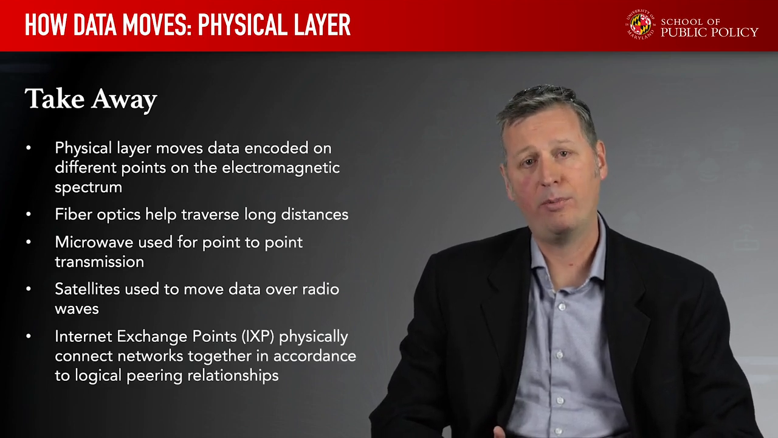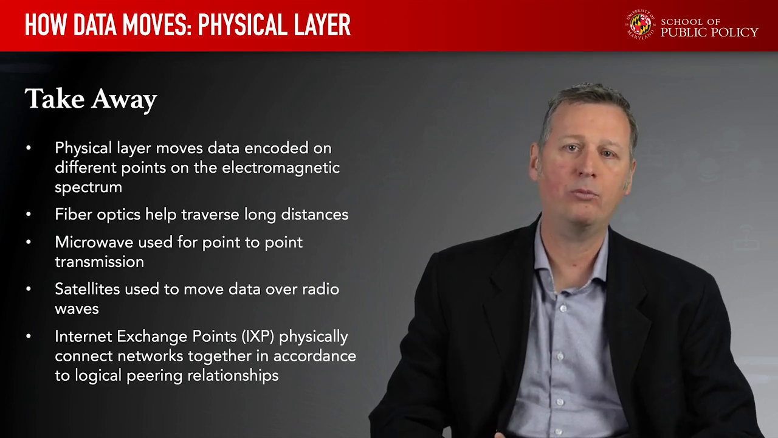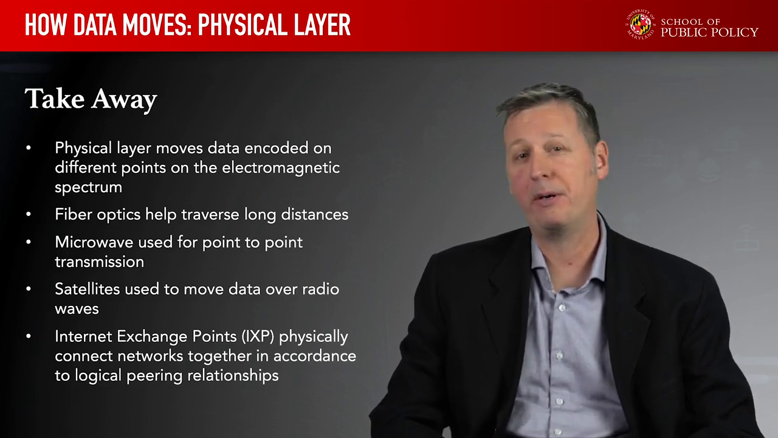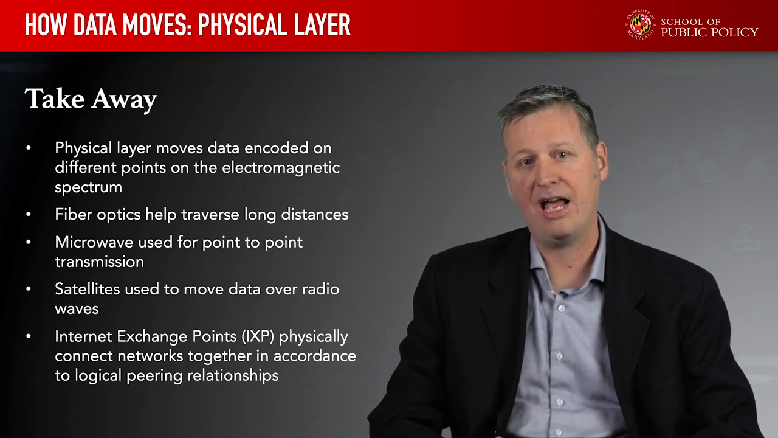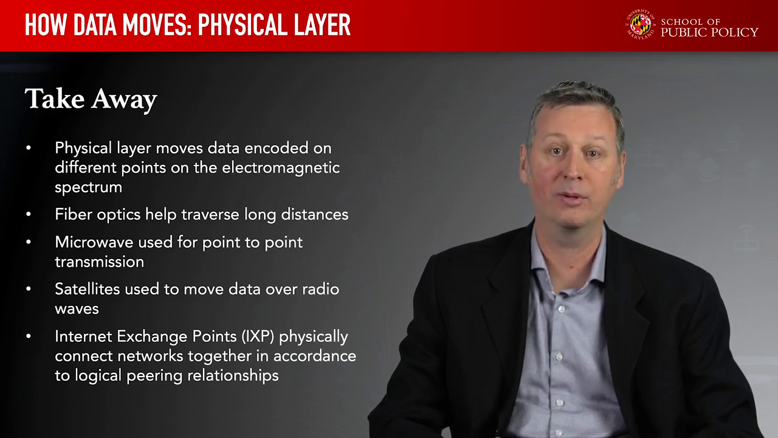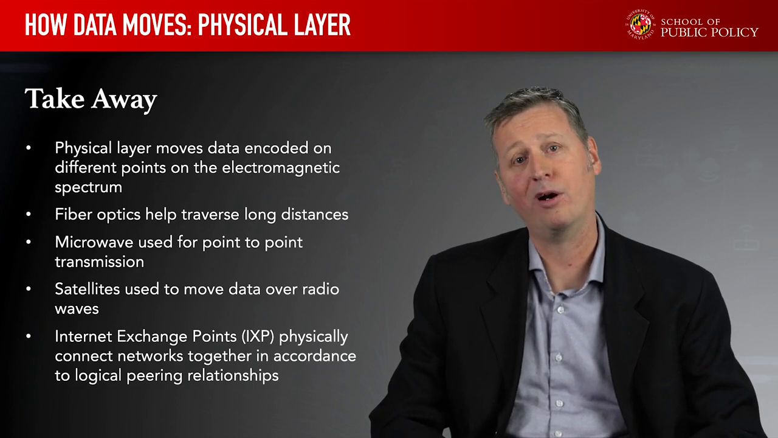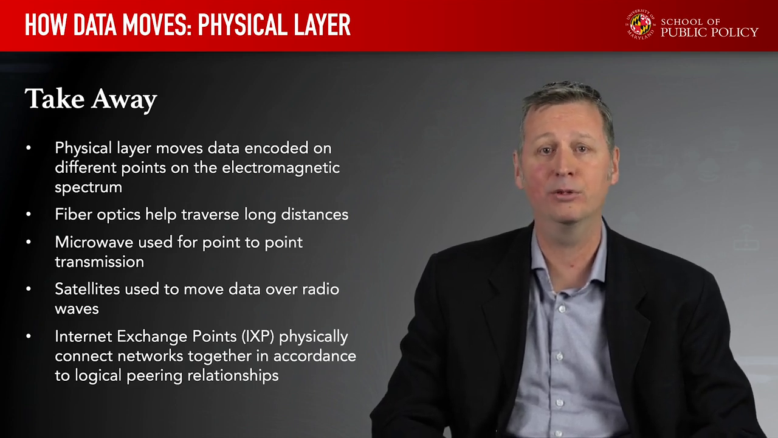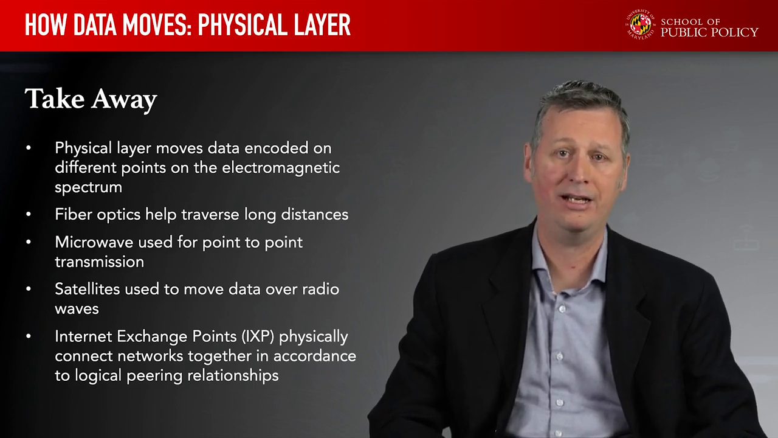The Internet Exchange Points are where it all comes together. And when you pair that with autonomous systems and those peering relationships, now you're actually stitching together all those independent networks that we've been talking about. That's how it works. That's how data moves from one point of the earth to the next.